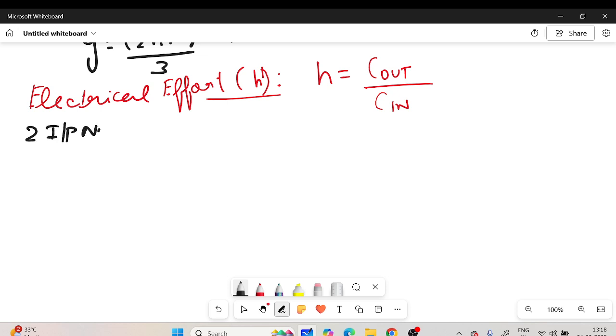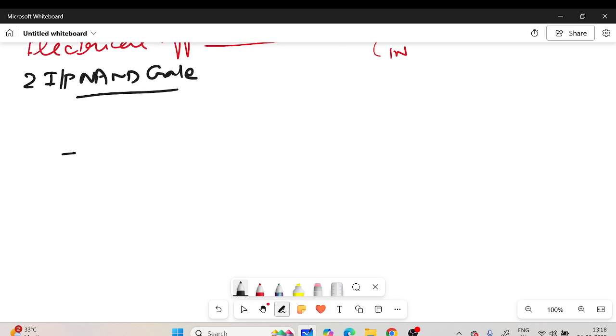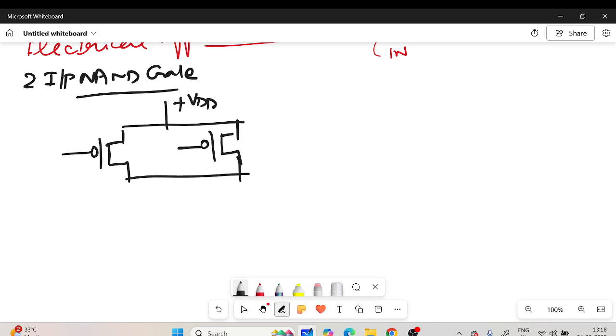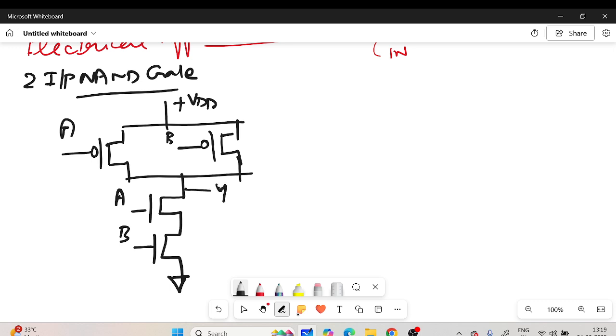Once again, let me draw the circuit for it. For a two input NAND gate, you need two PMOS transistors in parallel, connected with the external voltage VDD, which is in turn connected with two NMOS transistors taken in series. Let me consider my inputs as A and B, and my output signal as Y. I need to compute the aspect ratio once again. If you recall the concept, the aspect ratio for the PMOS will be taken as 2 and for NMOS it is also taken as 2.